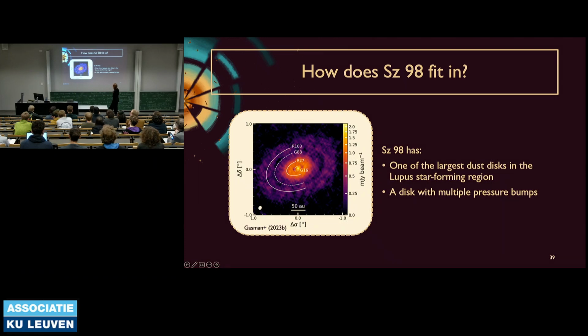So the larger the millijansky per beam, the brighter it is in millimeter emission, which means the brighter it is in dust, right? The more dust there is. So here actually, SZ98 is often referred to as a fried egg because there's a lot of dust concentrated near the center. So the black is an absence of millimeter dust, and the pressure bumps themselves are the rings. I see. So I had it flipped around. Yeah. Got it. Cheers.